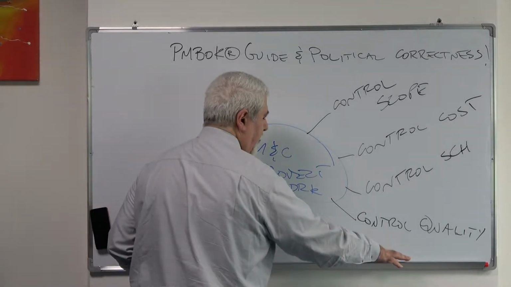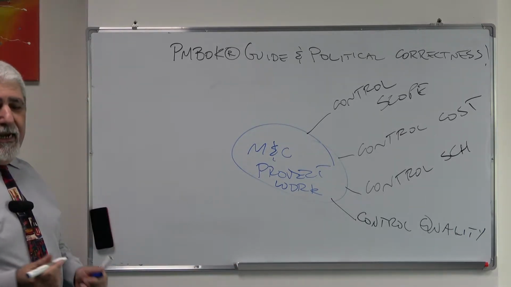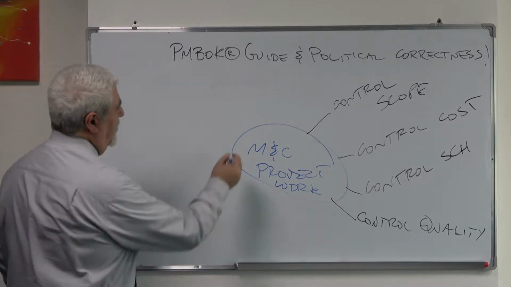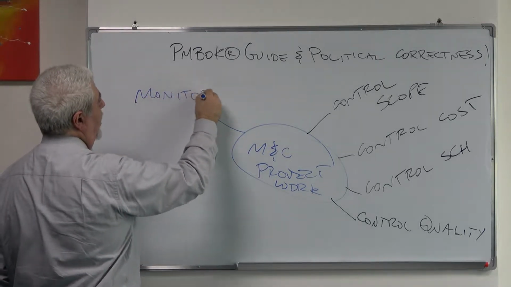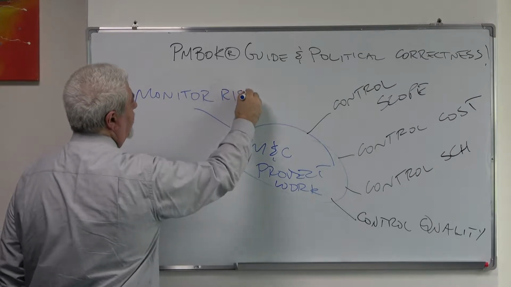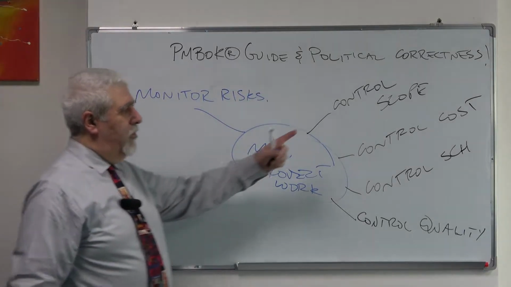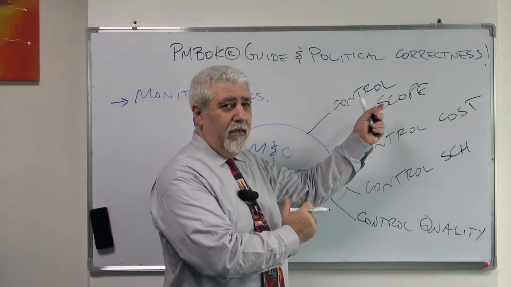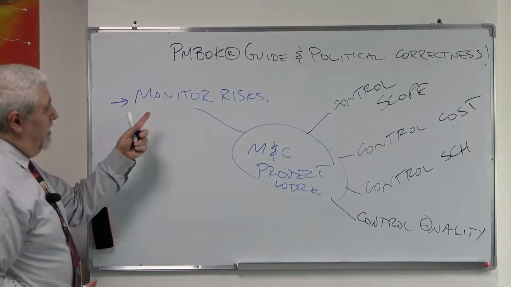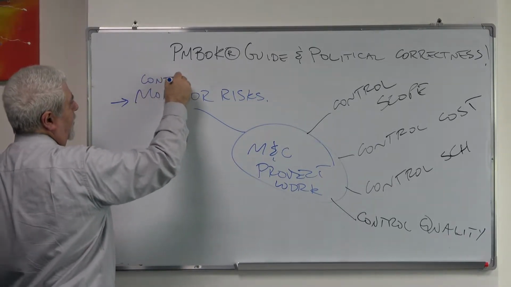Now we come to this side, and in the 6th edition, notice we have something called monitor risks. Now here we have the word control. Does it mean we control without monitoring? And here is monitor risk. It used to be, in the previous edition, control risk.